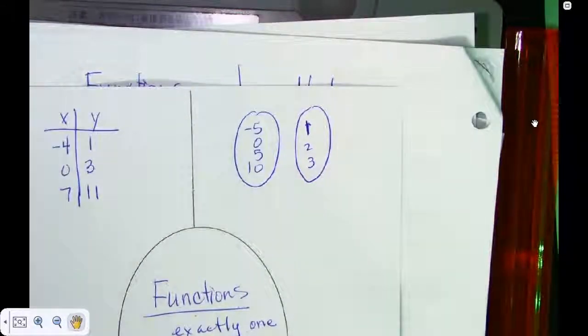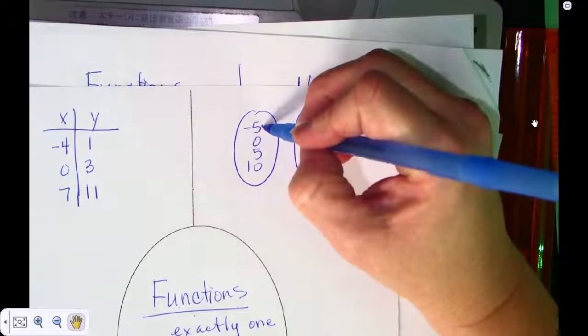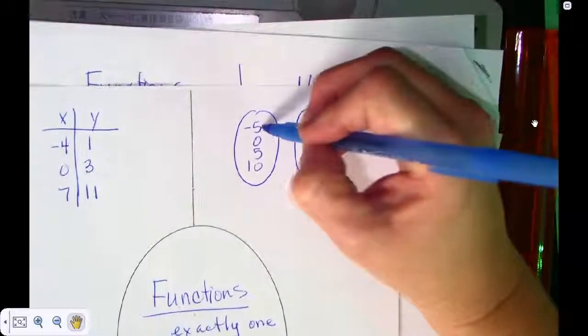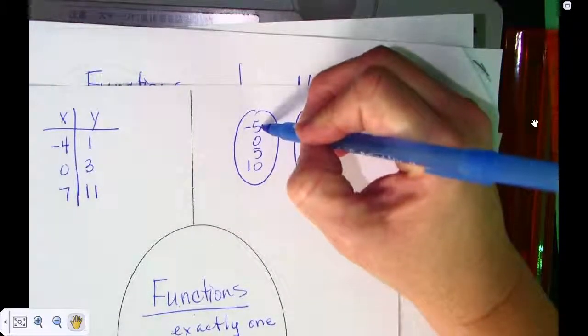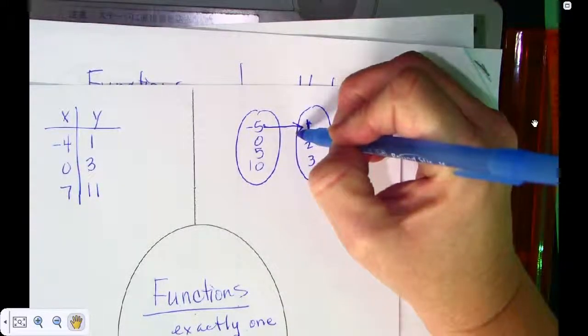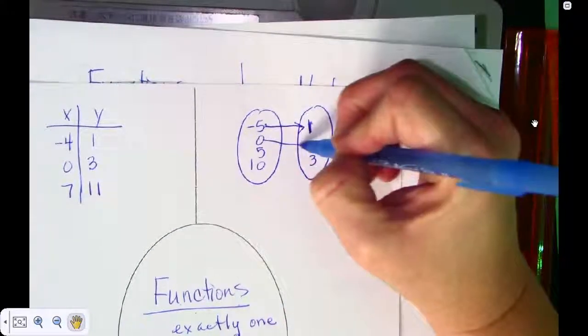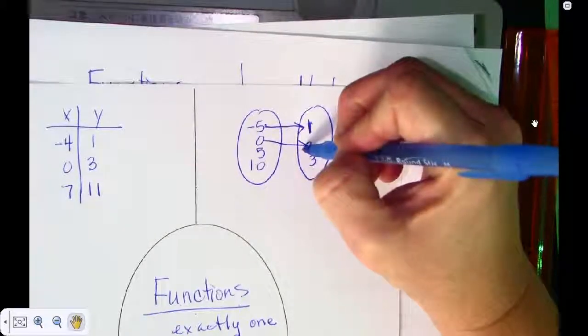Okay. Now, here's where the Coke machine comes into play big time. We're thinking about the Coke machine. Okay? I'm going to push, and really I use negative 5 because I just want to use some negatives. But if I push this button, just think about this being a different button, and I'm going to get 1, that's good. If I push this button and get a Dr. Pepper, I'm good.